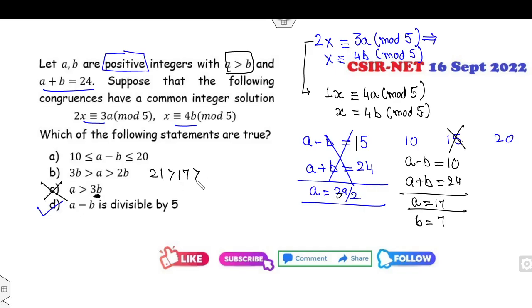Is 17 greater than 14? Satisfied. A minus b lies between 10 and 20. Yes, you can see this is a minus b. A minus b lies between 10 and 20.